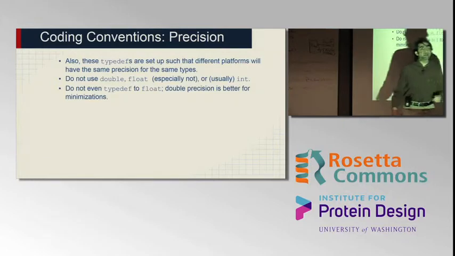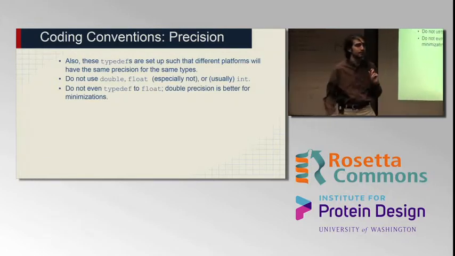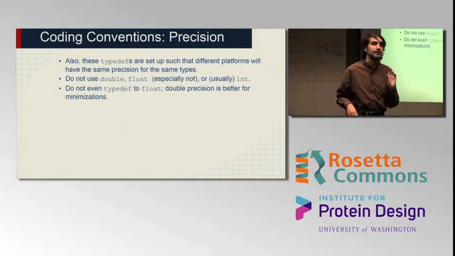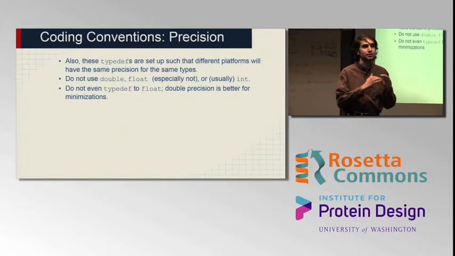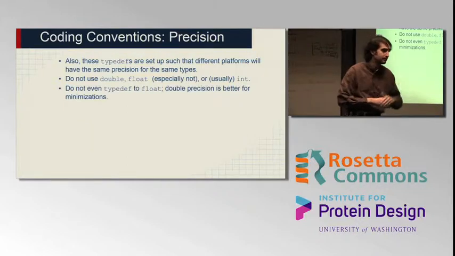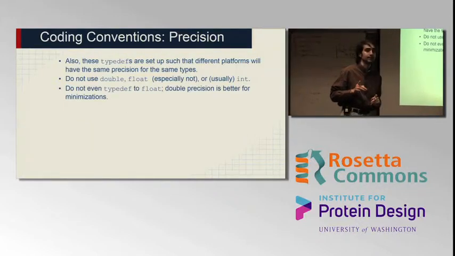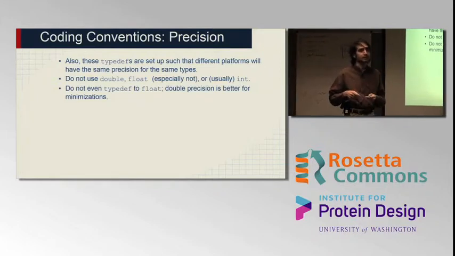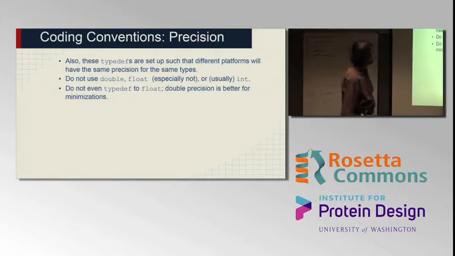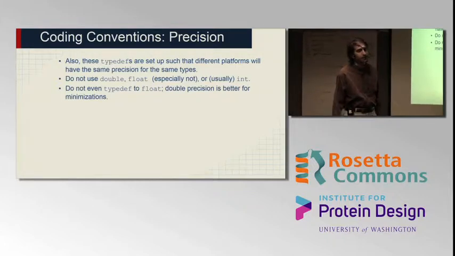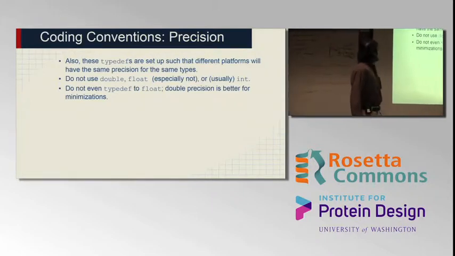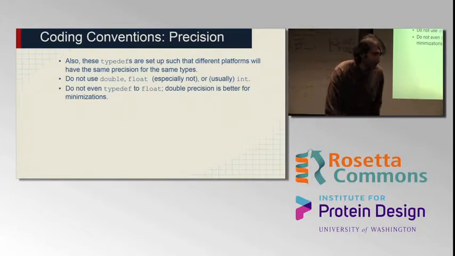Usually we do not use int either. We use core size. Core size is a long unsigned int that's guaranteed to be large enough to store all of the indices of the largest vector you can allocate. But it's unsigned. So the one place where you can use int is if you need a signed int that can have negative numbers. So generally avoid int. You can use ints also if you know that this is a situation where you need a short int or something like that. Yeah, don't typedef to float. Just don't use float or double at all.